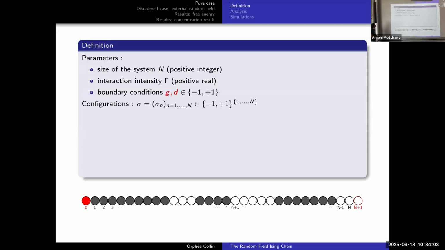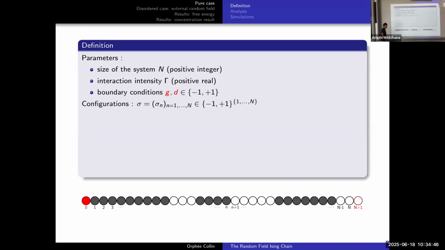So here is the definition. We have some parameters. First, N is a positive integer, which is the size of the system. So you have capital N sites from 1 to N. We're also going to have an interaction parameter gamma positive, and boundary conditions, which I showed here with the red disks. Full disks means +1, and empty disks means -1. So our configurations will be spin configurations, collections of plus and minuses on these sites.